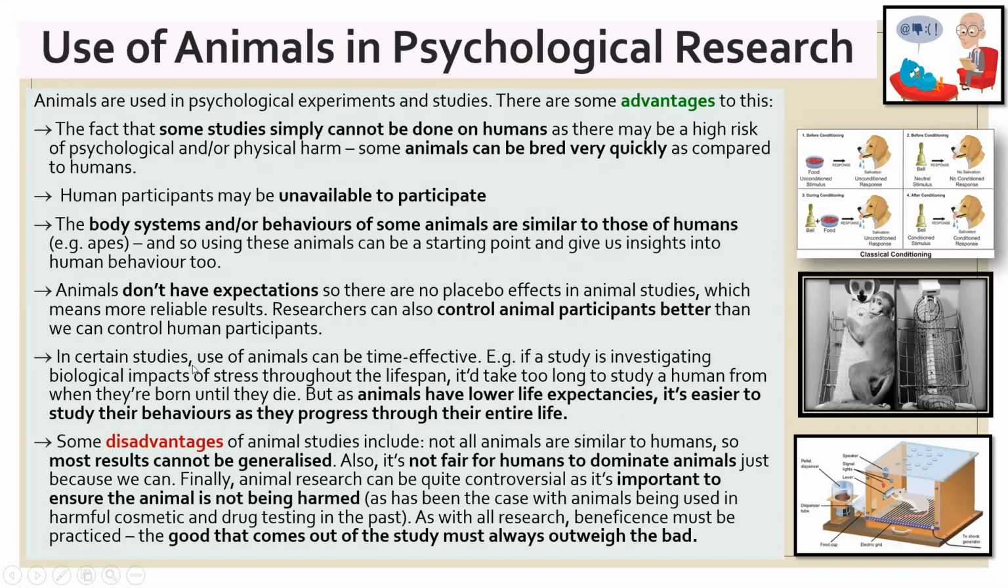In certain studies as well, use of animals can be effective in terms of time, less time consuming, because if we are studying the biological impacts of stress or how stress affects the body, it's going to be too long for us to study a human from when they're born until they die and just track the stressful events that they go through in their life. But because animals have lower life expectancies, I might be able to assess the impacts of stress on a rat in the space of maybe 1, 2, or 3 years as compared to a human, which would take like 70 or 80 or 60 years. Okay, it's a much longer time.